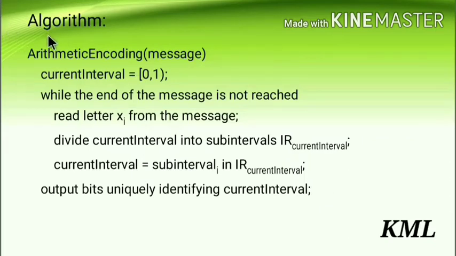So here I have the algorithm: arithmetic encoding, parameter message, current interval equals 0, 1. This is your initial interval. While the end of the message is not reached, read letter xi from the message. Divide current interval into subinterval IR current interval. Current interval equals subinterval I in IR current interval. IR is your interval range. And finally, output bits uniquely identifying current interval. So let's move ahead.